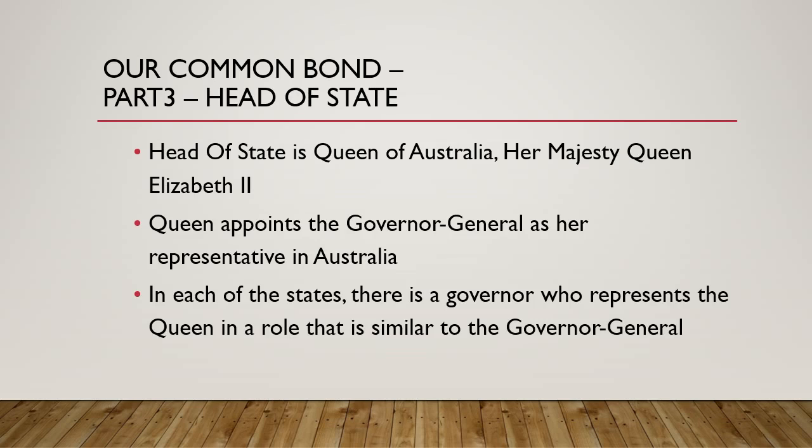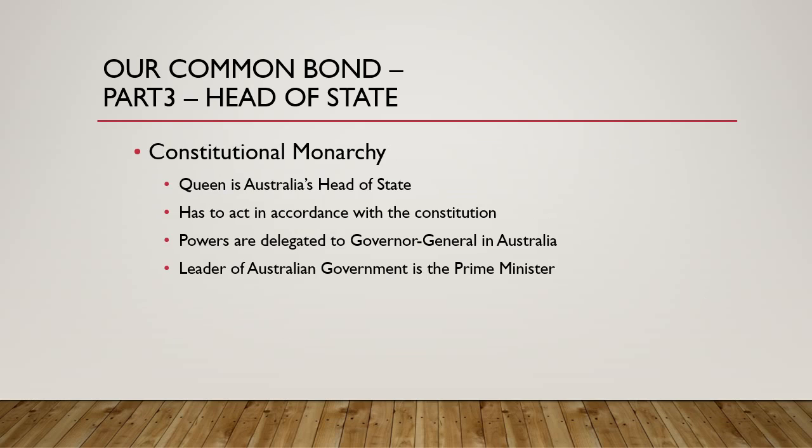The head of state of Australia is the Queen of Australia, Her Majesty Elizabeth II. The Queen appoints the Governor General as her representative in Australia. In each of the states, there is a governor who represents the Queen in a role similar to the Governor General. In a constitutional monarchy, the Queen is Australia's head of state and has to act in accordance with the Constitution. Powers are delegated to the Governor General in Australia, and the leader of the Australian government is the Prime Minister.